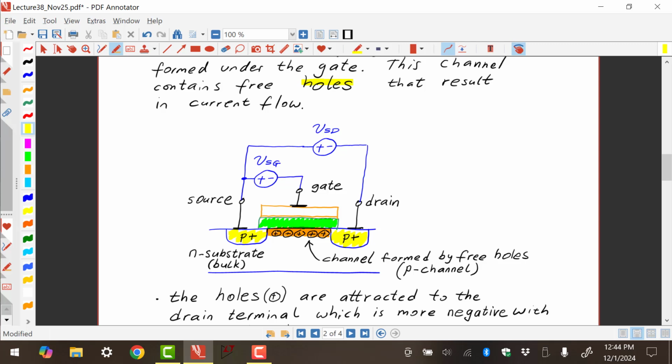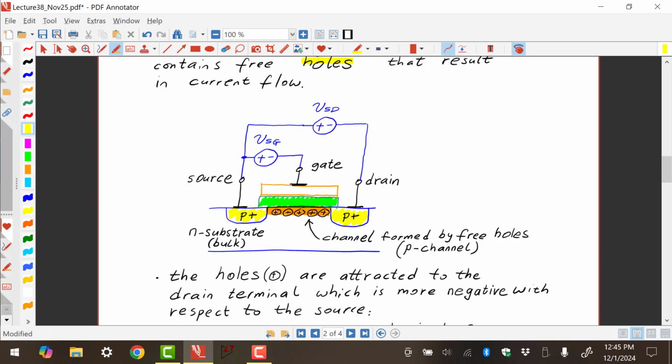So there's a channel formed there, and if the gate voltage is made more negative than the source enough above a threshold, then you'll have these holes sitting right under the gate, and a channel is formed. Now this is a P channel as opposed to the N channel. We have free holes that allow the current flow between the source and the drain. Okay, but again, please note the polarities here.